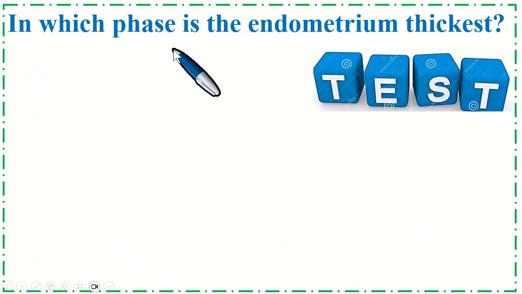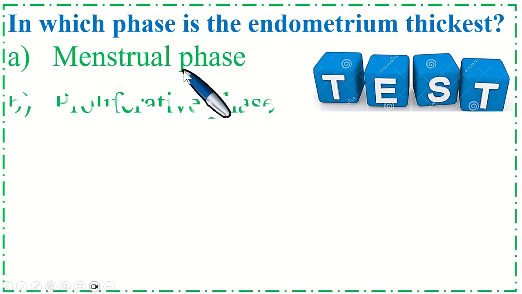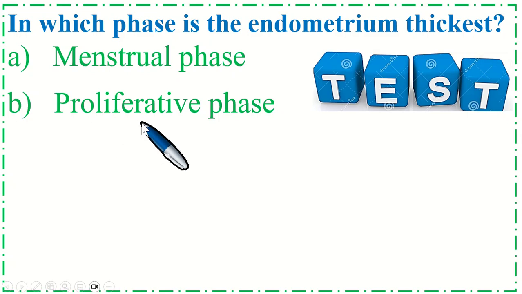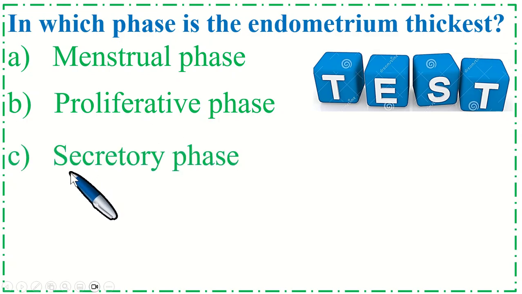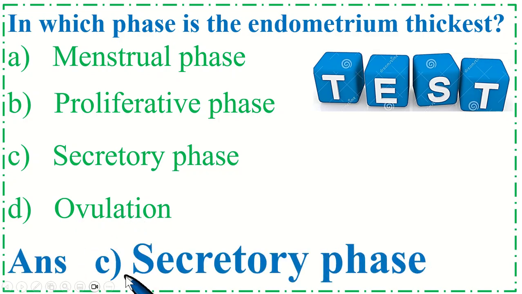In which phase is the endometrium thickest? Option A menstrual phase, B proliferative phase, C secretory phase, option D ovulation. Correct option is C secretory phase.